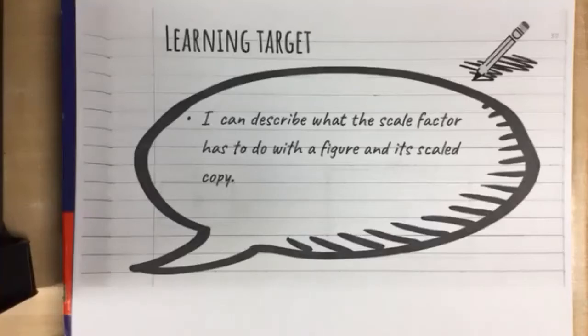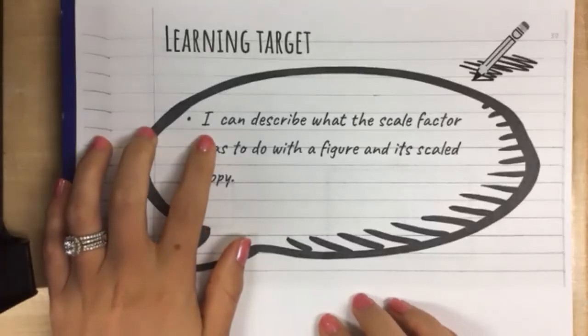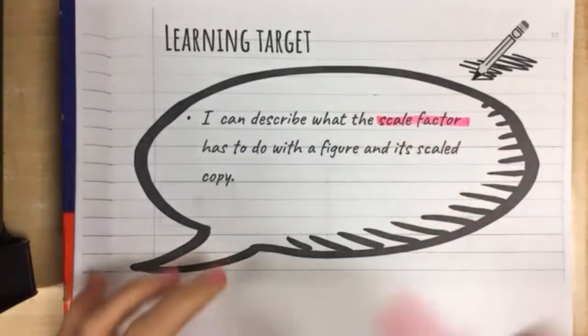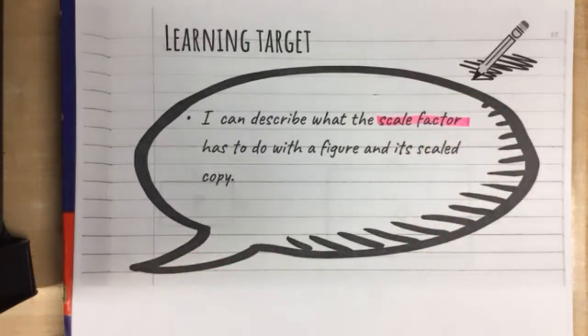I know that a lot of you had questions about the activity for yesterday. So today is going to be just a review of that. I'm going to walk through some examples for you, and then you're going to do some practice. So hopefully that will help, okay? We are going to review the same learning target: I can describe what the scale factor has to do with a figure and its scaled copy.